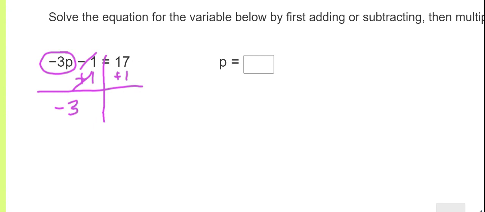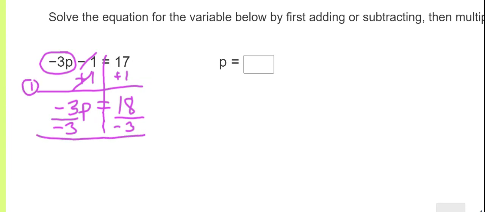So we bring the variable down to the next step. And 17 plus 1 is going to give us 18. And this variable is multiplied by negative 3. So we're going to divide by the coefficient in order to remove it. And when we do it to one side, we do it to the other. So that was step 1.